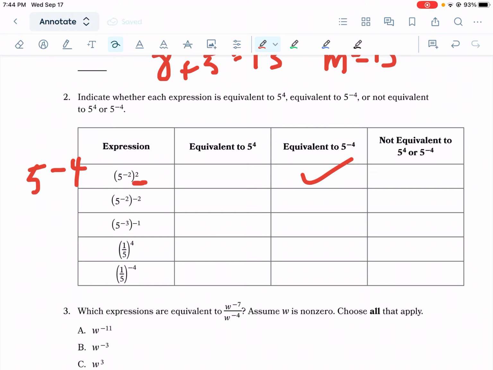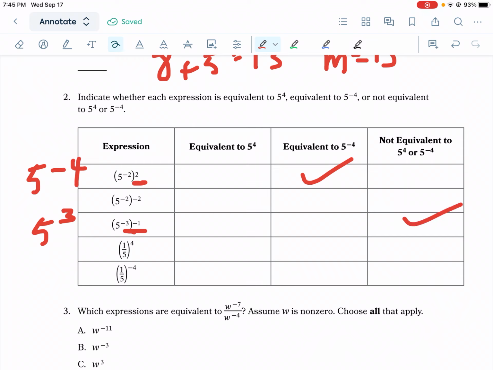I'm going to skip down a couple to 5 to the negative 3 power raised to a negative 1 power. Once again, same type of setup. You'll just multiply your exponents together because that negative 1 is on the outside of the parentheses. Negative 3 times negative 1 will give you a positive 3. That is 5 cubed, positive, and that's not equivalent.